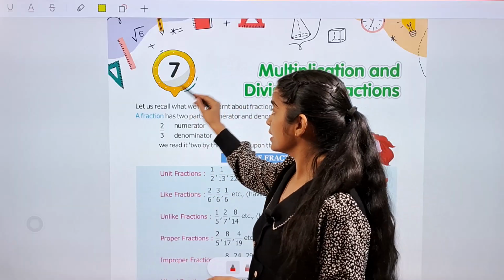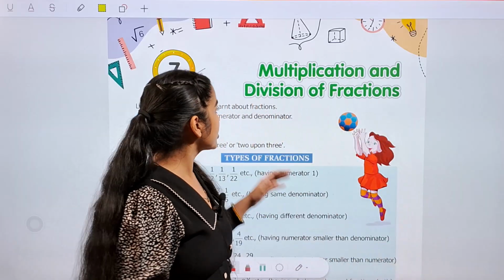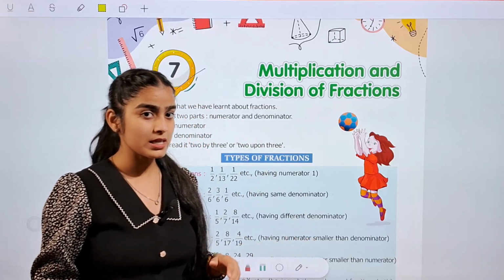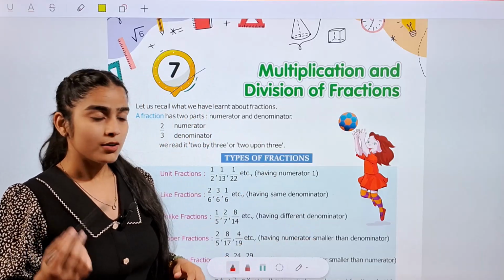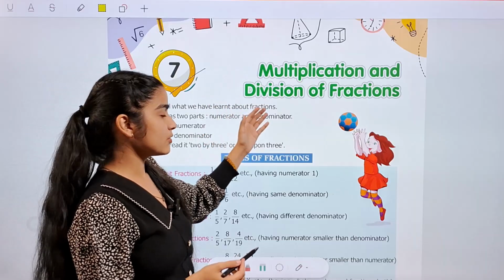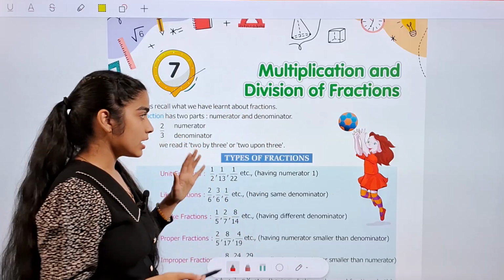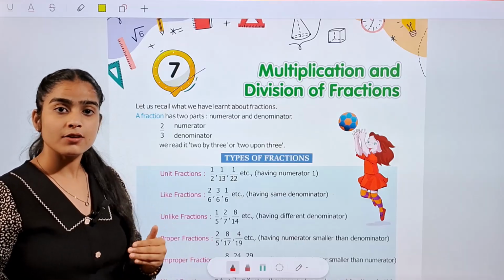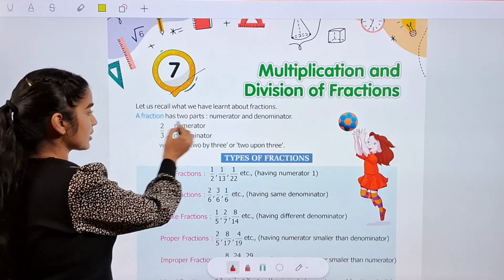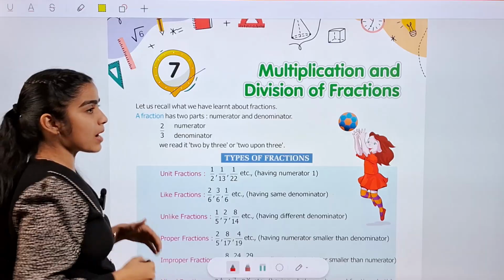Today we have chapter number 7, which is multiplication and division of fractions. In this chapter we are going to perform the operations of multiplication and division on fractions only. First of all, we have to recall what a fraction is. A fraction is a part of a whole.